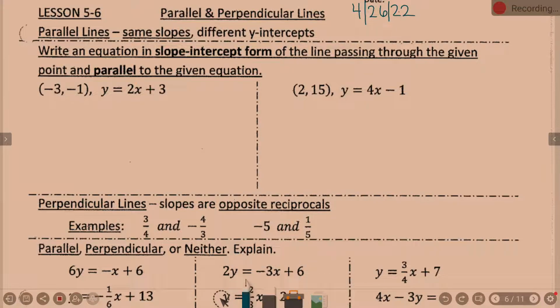Lesson 5-6 is where you should be at in the notes. Parallel and perpendicular lines. Right?